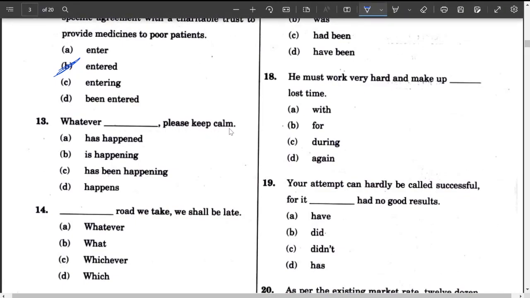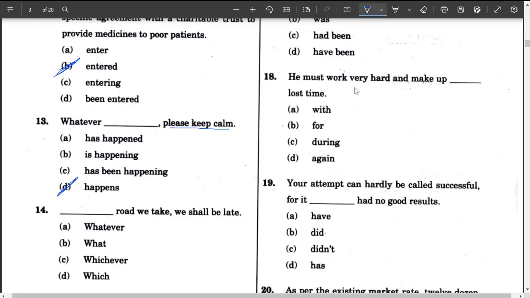Next, whatever dash, please keep calm. Whatever has happened, whatever is happening, whatever has been happening, whatever happens. You are asking somebody to please keep calm. That means something is about to happen. So what can you use here? Whatever happens, don't bother, just be quiet.